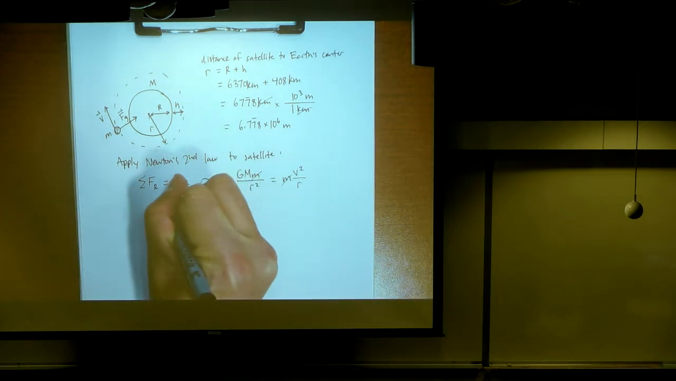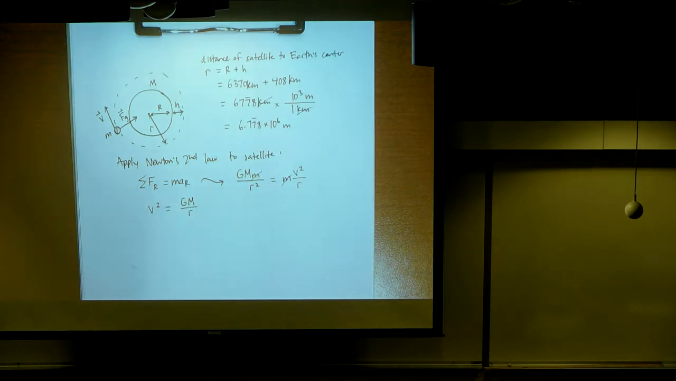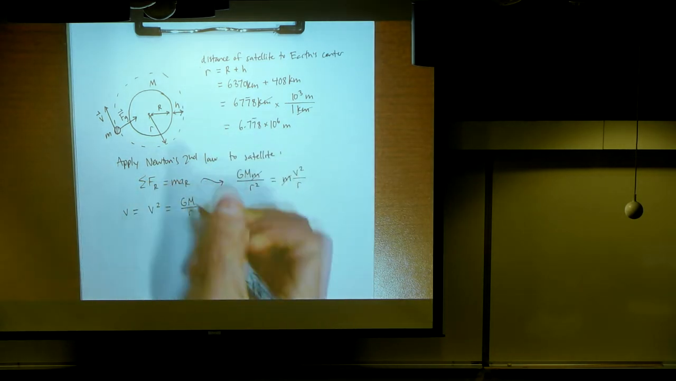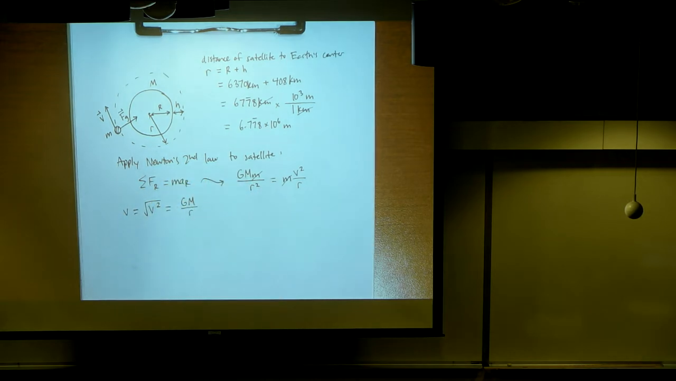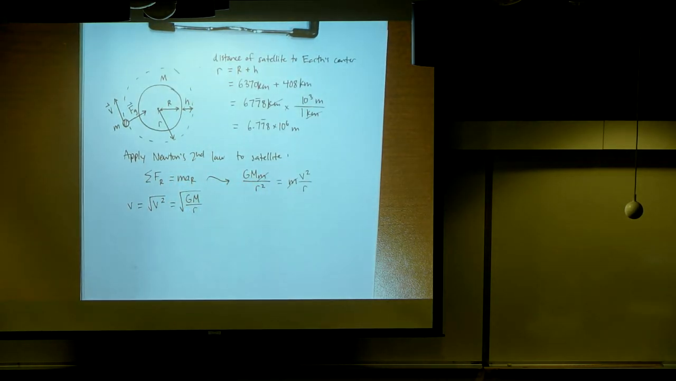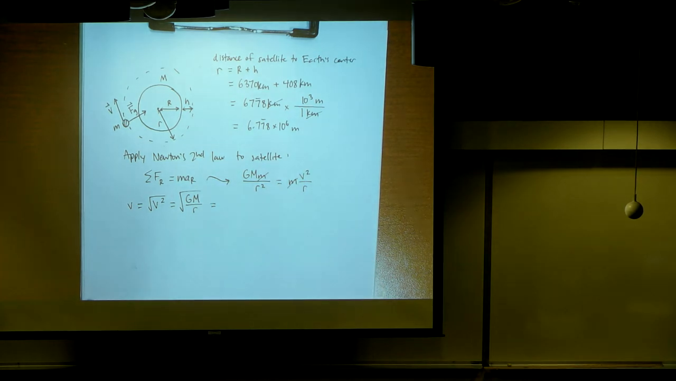So I get v squared equals G big M divided by r like this, okay? And of course, what I want to do is find v. So if I square root v squared, I'll get v, which means I want to square root GM over r, okay? Okay, so now we're going to plug in some numbers. Does anyone remember the value of big G?